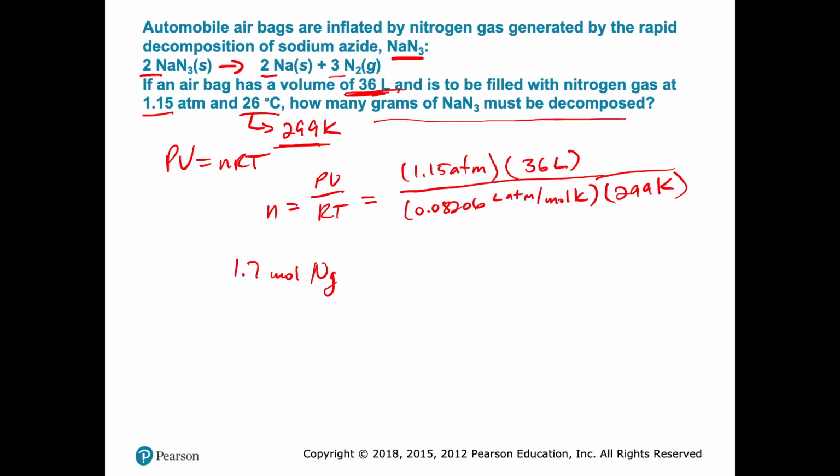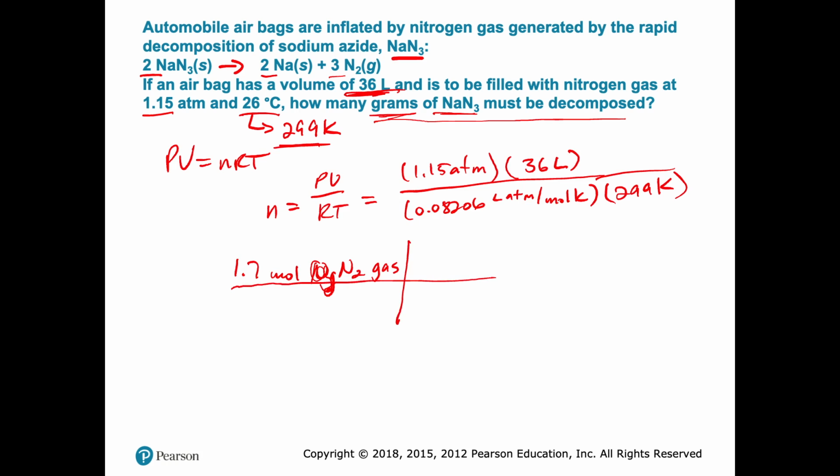Okay, nitrogen gas. I don't know why I wrote it that way. It should be N2 gas. There we go. So that's great. But the problem, though, is the question's asking for how many grams of sodium azide must be there to make that much gas. So we have to do our stoichiometry now.